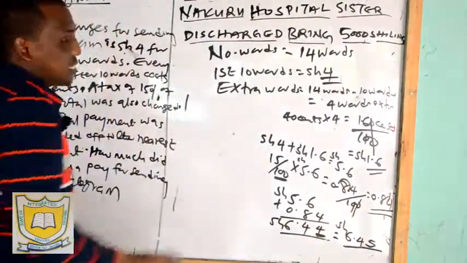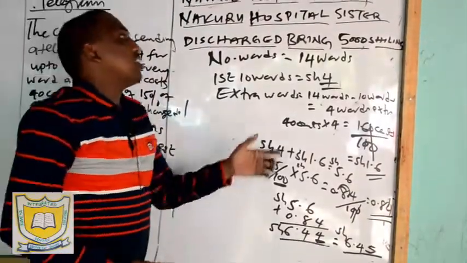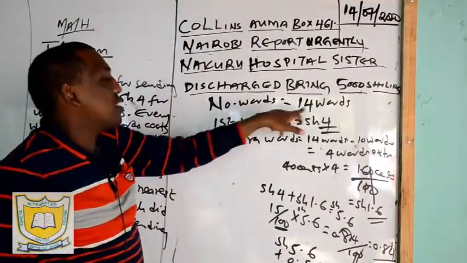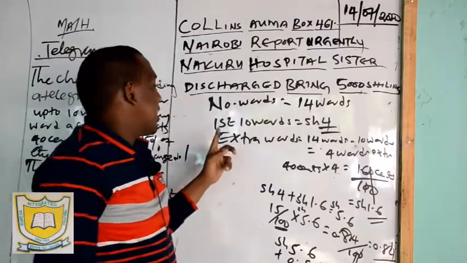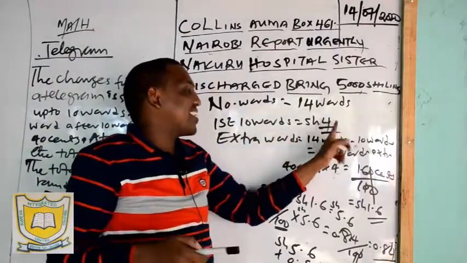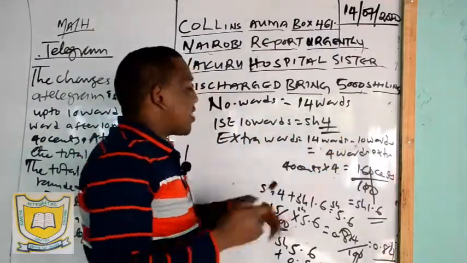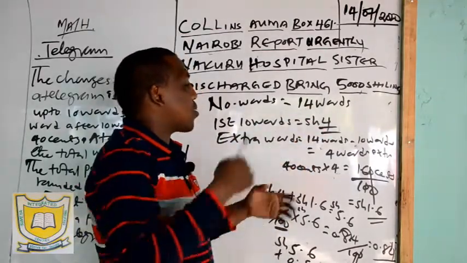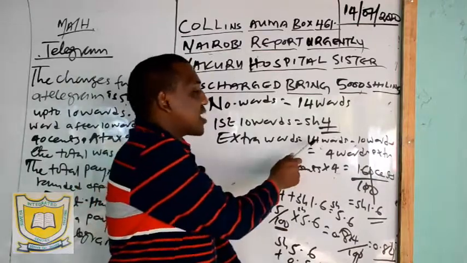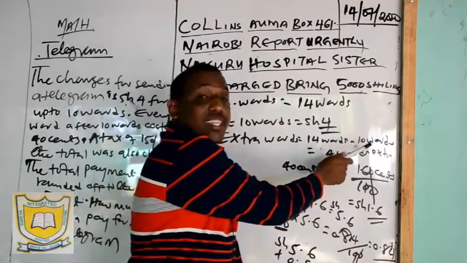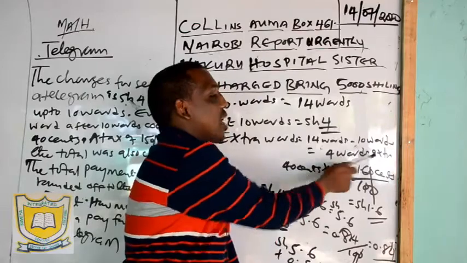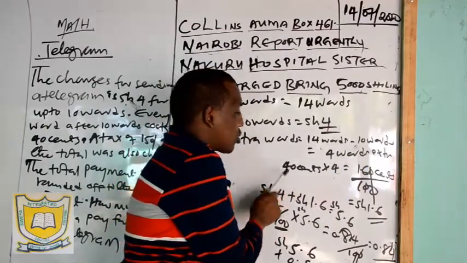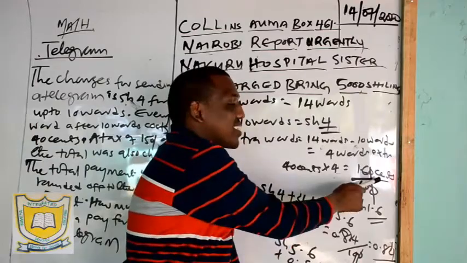So let us see. I'm repeating. The first thing is you count the number of words. There are 14 words. They are told the first 10 words, shillings 4, fine. Every extra word after 10 is charged 40 cents. The total words are 14, so you subtract the first 10. Extra words are 4 words. So you say 40 times 4, you will get 160 cents.